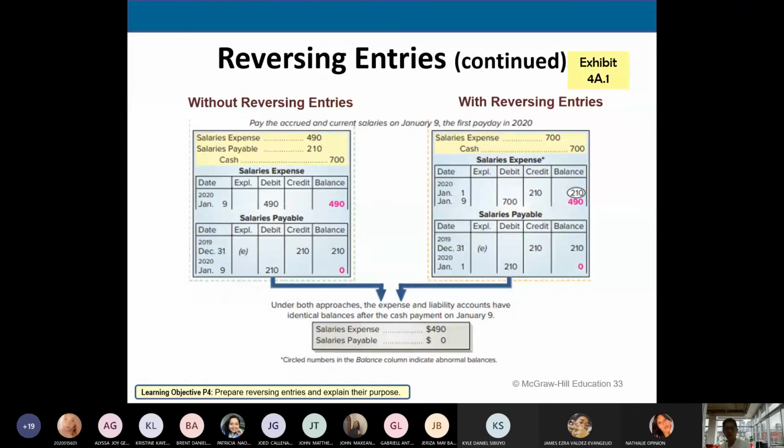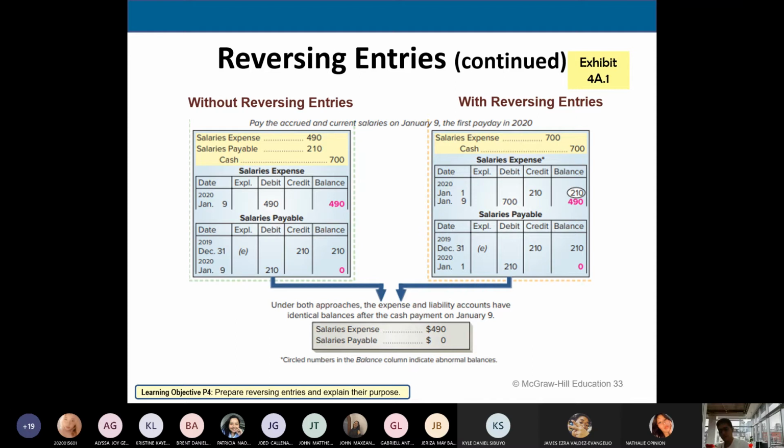Okay, so ito yung effect niya, no? Pag without reversing entries, di ba? Yan yung entry natin. Yung last year, that pertains to the salaries payable, no? Ang adjusting entry natin kasi, this reversing entries kasi, they are linked to asset and liability account balances that arose from the accrual of revenues and expenses. Okay? The purpose of this is to simplify record keeping.